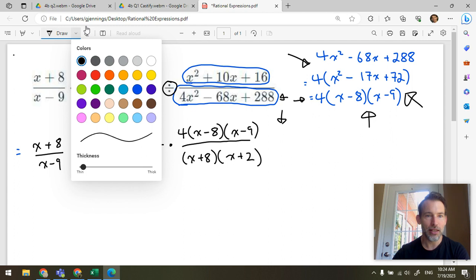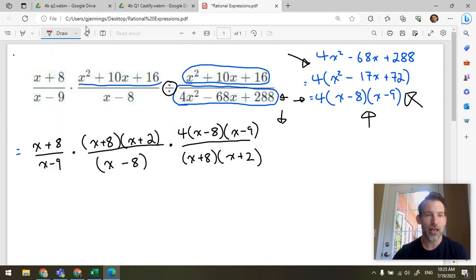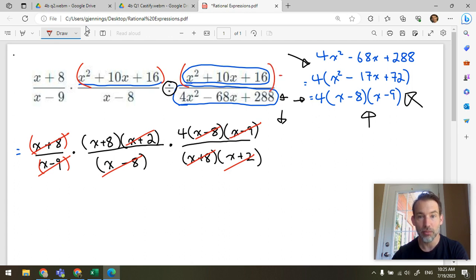And now I can get out a cancellation pen and do my different cancels. This x plus 8 can cancel that x plus 8. Anything that lives upstairs can cancel something that lives downstairs. This x minus 8 can cancel that x minus 8, this x minus 9 can cancel that x minus 9, and this x plus 2 can cancel that x plus 2. We'll notice this whole thing here could have canceled that whole thing there, because it went to the basement, and so this is equivalent to that. But anyway, I still want to factor those because I want to see the restrictions that it gives me.